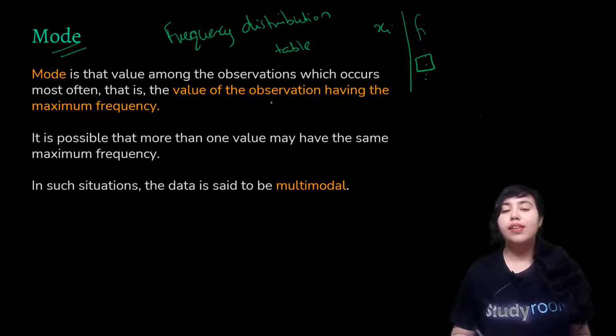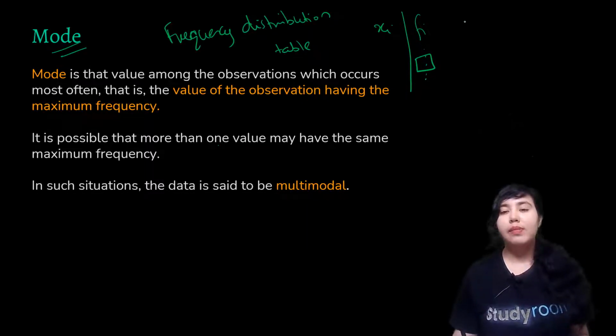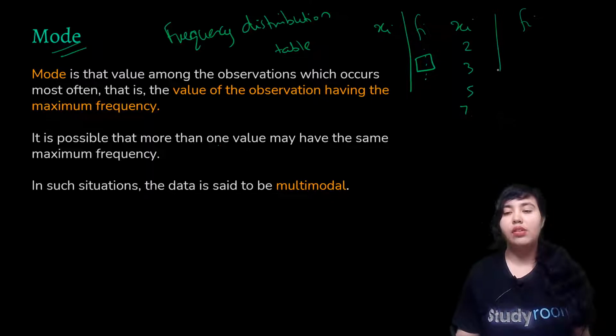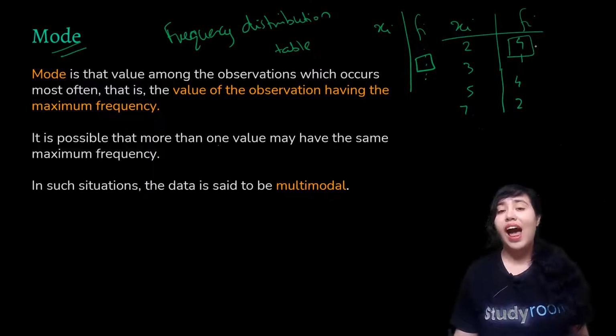It can be that more than one value has the same maximum frequency. So for example, I can give you some data like xi, fi. Let me give you the observations 2, 3, 5, 7 having frequencies 4, 1, 4, 2 respectively. So in this data, tell me what is the maximum frequency? Well, that is 4. But is this 4 occurring for only one observation? No, it's occurring twice. Once for the observation 2 and next time for the observation 5.